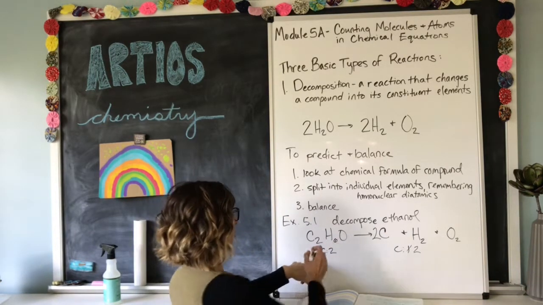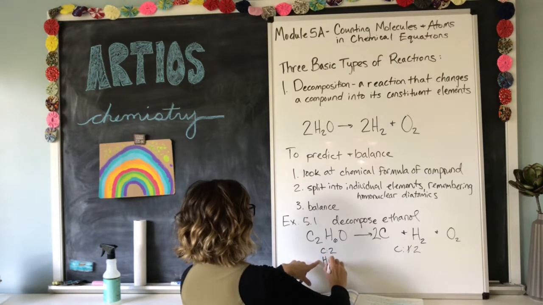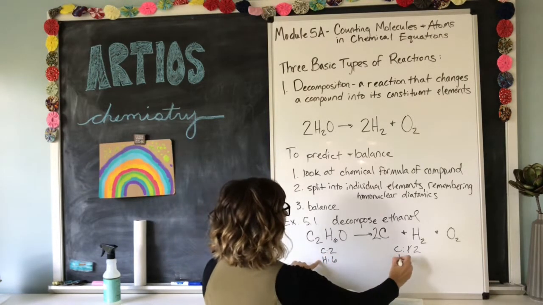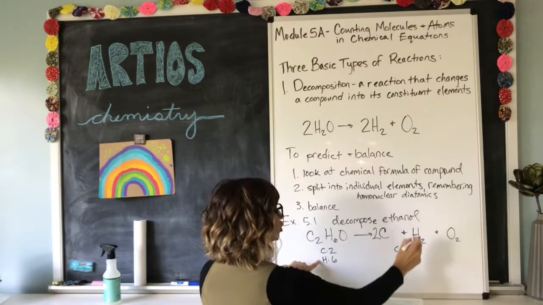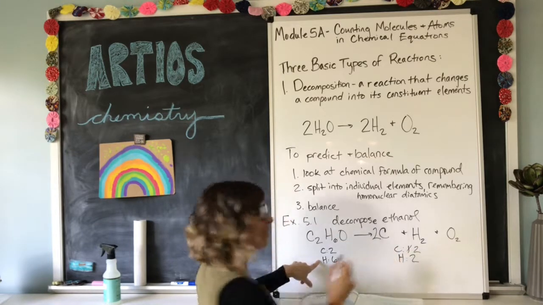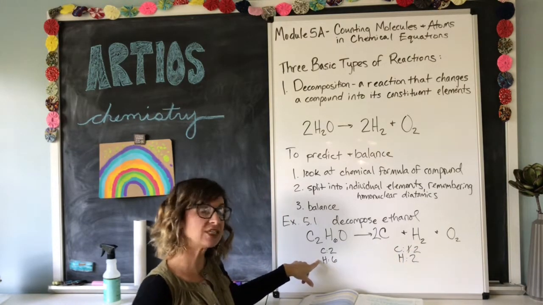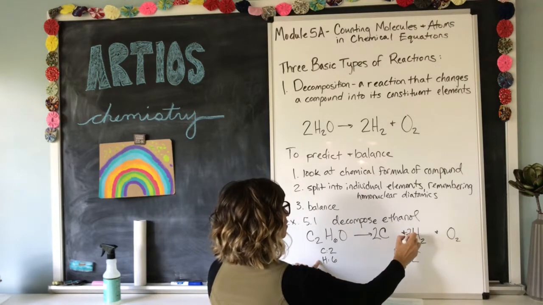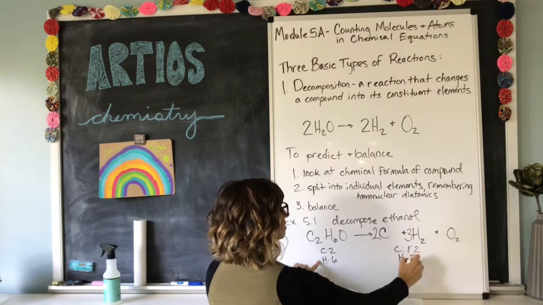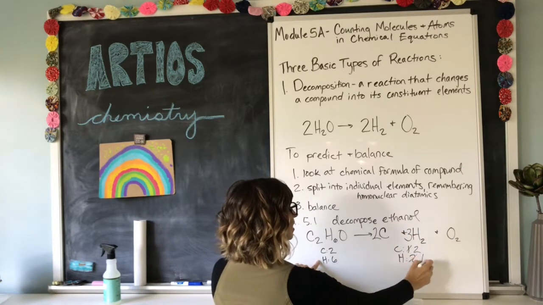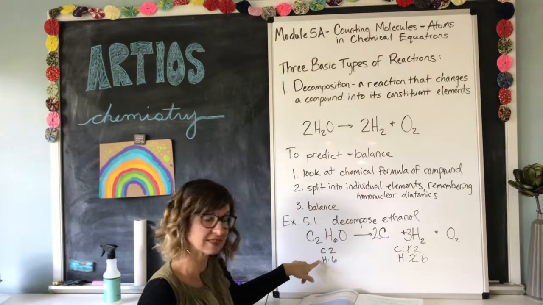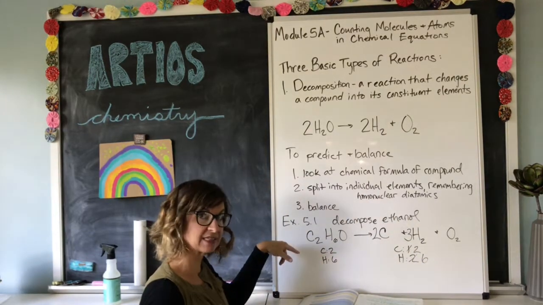Hydrogen. There is 6 on the reactant side. Hydrogen has 2 on the product side, but we need it to be 6. So we need to add a coefficient of 3 out front. Multiply that 2 times 3 and we end up with 6 hydrogens on the product side. Now the hydrogen is balanced.